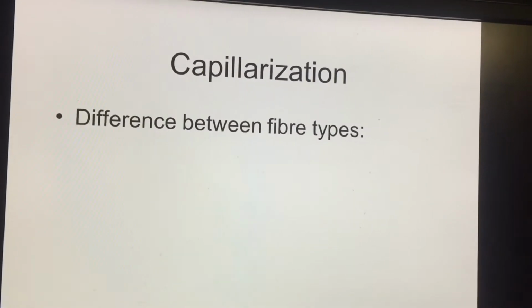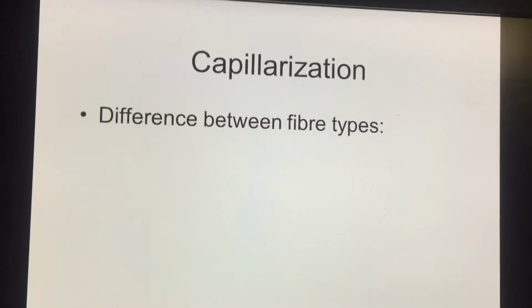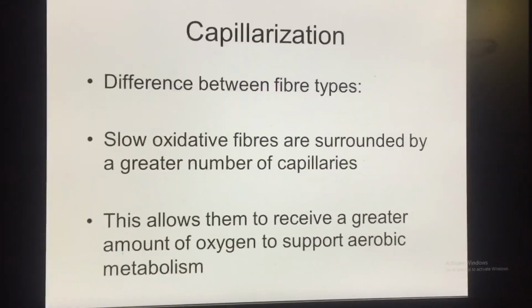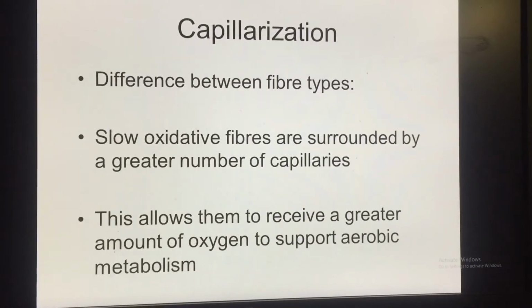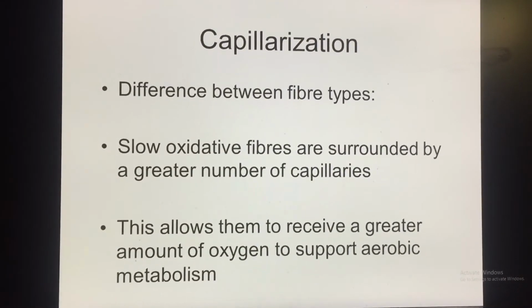You can also look at capillarization to differentiate muscle fiber types. The difference between fiber types is that your slow oxidative fibers are surrounded by a greater number of capillaries, and this allows them to receive a greater amount of oxygen to support aerobic metabolism.